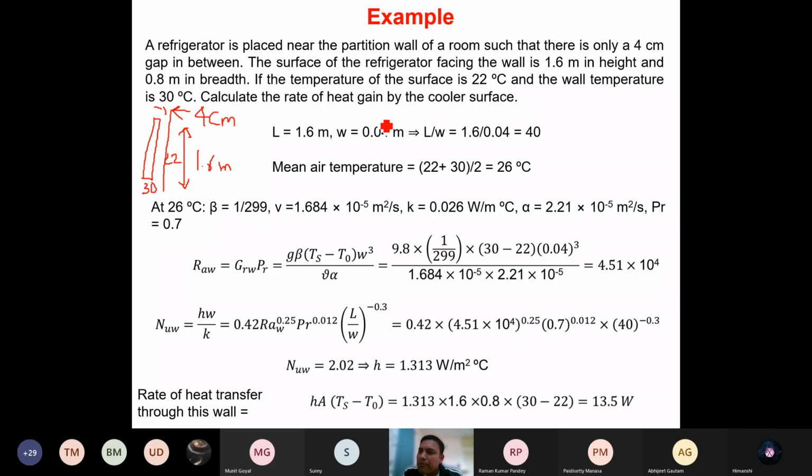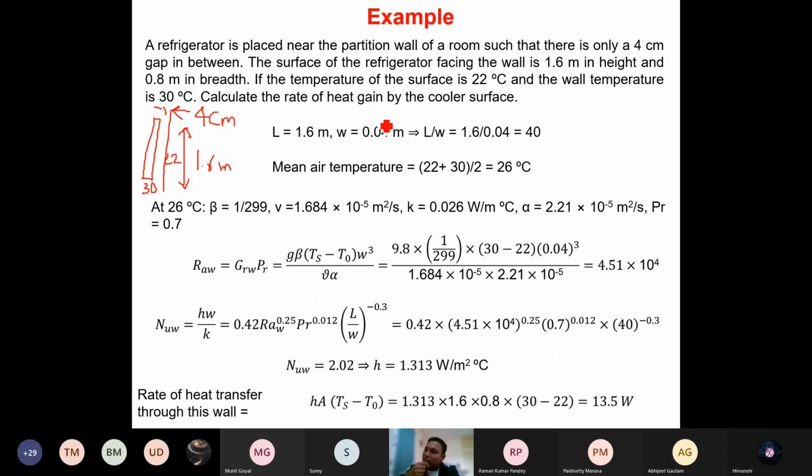This is the typical example which we see in our home also, isn't it? We generally put our refrigerator very close to the wall. So there is a very small gap present between the refrigerator wall, which is the backside, and the wall. Very limited space is available for heat transfer, isn't it? Can you see the point?